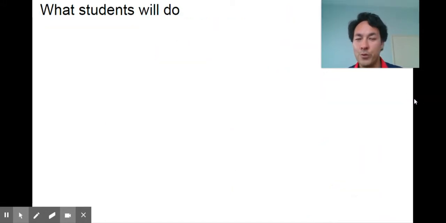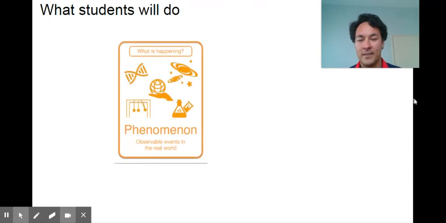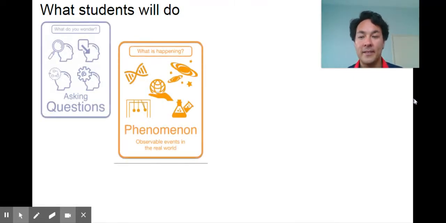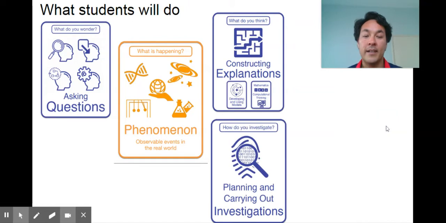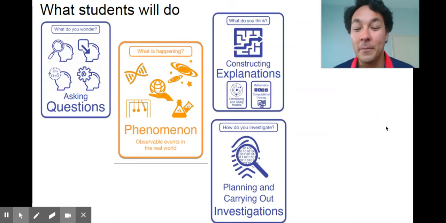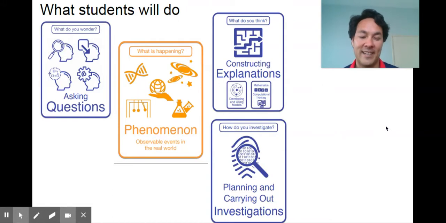And what will you do? How will you investigate these phenomena? Well, you investigate them by doing what scientists do. Scientists ask questions, and these are the scientific practices for the Next Generation Science Standards. Scientists work on constructing explanations of what they think. They work on using models and mathematics and computational thinking. And then, of course, they do investigations or experiments. It's probably the number one thing you think about with a science class.